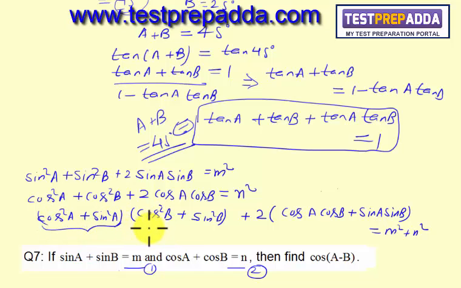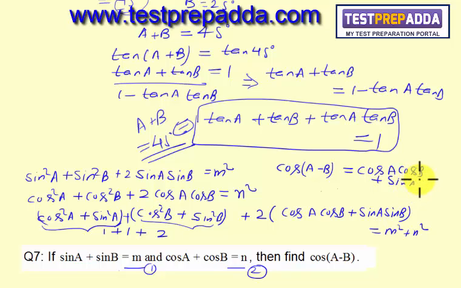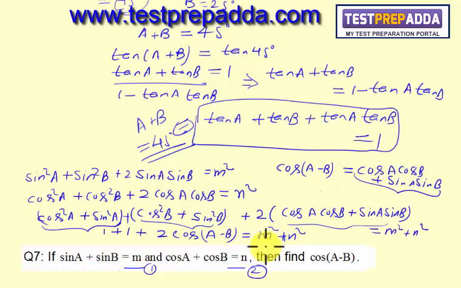Now this is the basic identity. Cos square A plus sin square A is 1, and this is also 1, so it becomes 1 plus 1 plus 2. Now recall cos(A minus B). Cos(A minus B) we have derived as cos A cos B plus sin A sin B. If you look at this, it is the same. So I can write in place of this cos(A minus B).